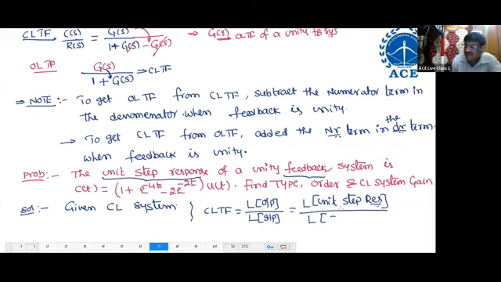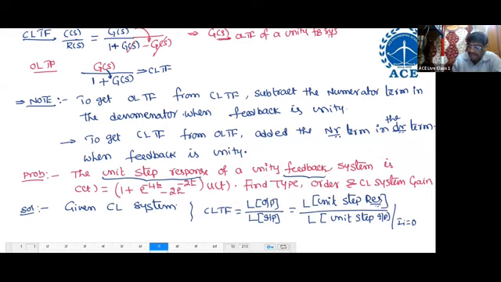Unit step response means input should be unit step. So Laplace of unit step input, with all initial conditions 0. Now come on.